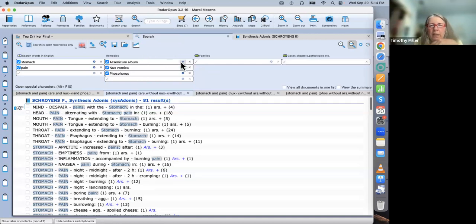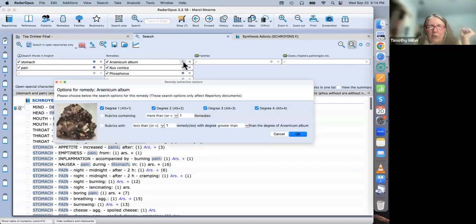Okay, one more thing I'm going to show you is that I can change, because these are polycrest remedies, and I'm searching. You see this little blue dot right here? I can press that little blue dot, and it's going to open up a preferences window for my extractions. Let's say I really only want to see the degree 3 and 4 rubrics. In other words, the rubrics where that remedy is very strongly represented.